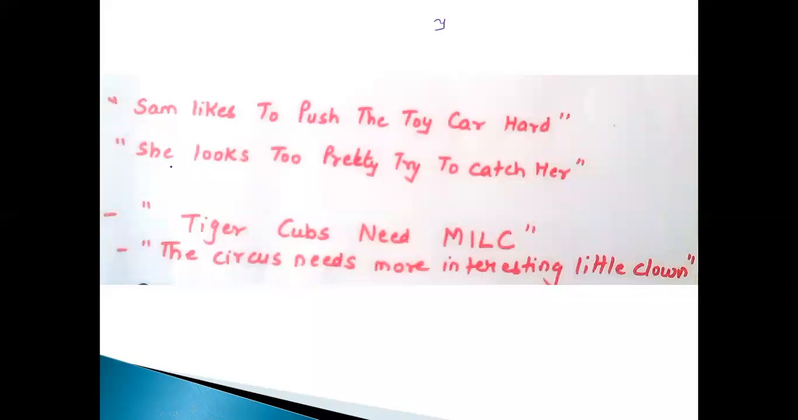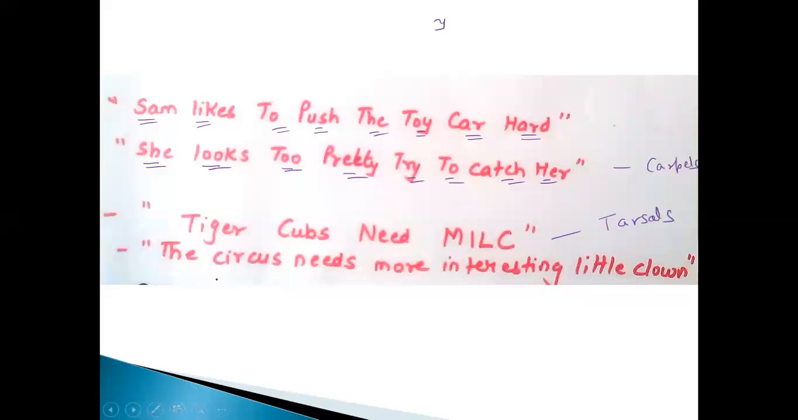So the shortcut that we discussed just now, "She looks too pretty, try to catch her," is one sentence to remember all the carpals. Or, if you want, you can try "Sam likes to push the toy car hard." That is also a sentence. "Tiger cubs need milk" is for all your tarsals.